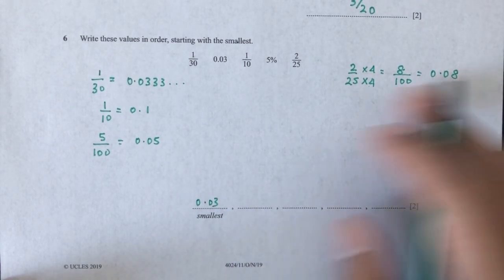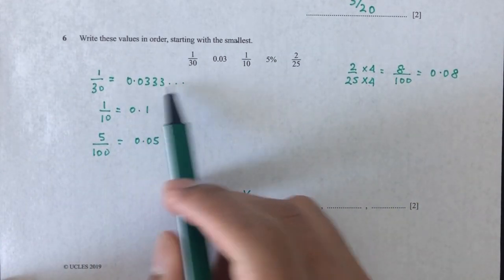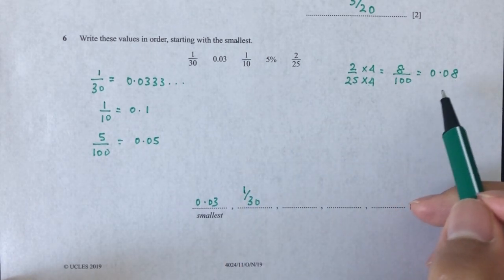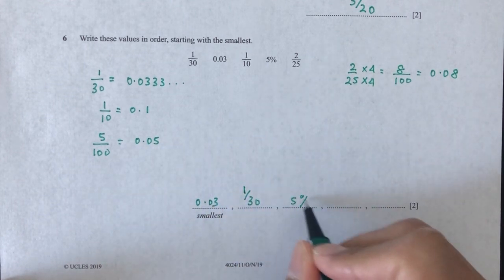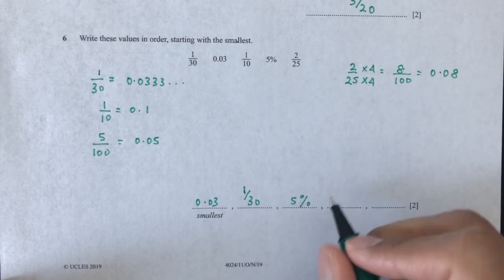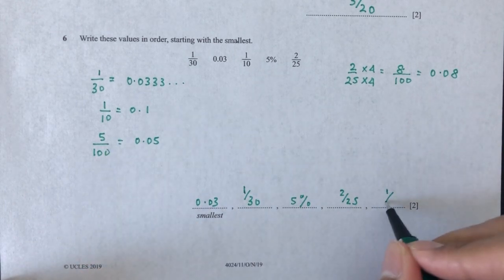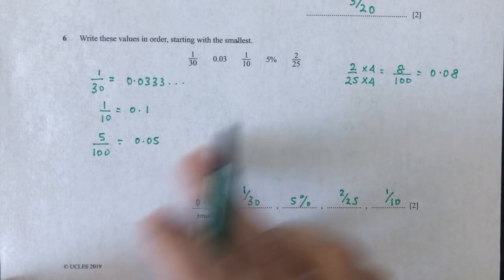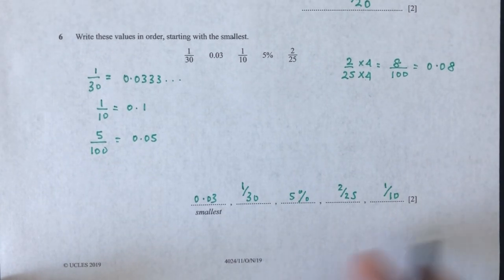The next one will be 1 over 30, because it is 0.03333. So that will be the second smallest. The third one will be 0.05, which is 5%. The next one will be 0.08, which is 2 over 25. And the last one will be 1 over 10, which is 0.1. Okay, you could also do this the other way. You can convert all the decimals and percentages into fractions and then compare them. So that is for number 6.